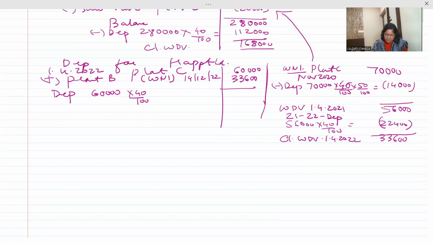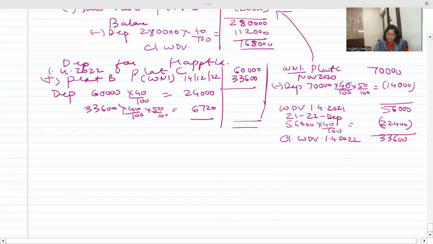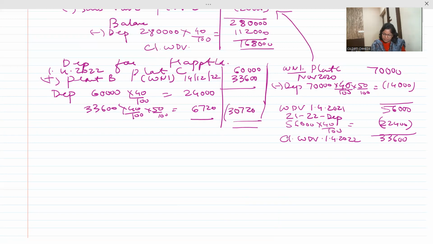Full year's depreciation 40%, 24,000. And on 33,600, 40% का भी 50%, 6,720. 30,720 is the depreciation. And if you want, you can write down the closing WDV also, though not required, but अगर लिखना है तो.